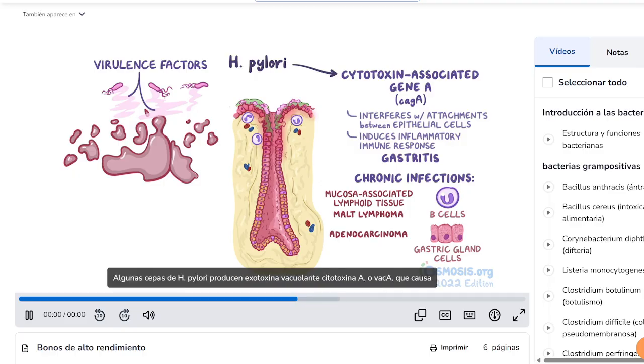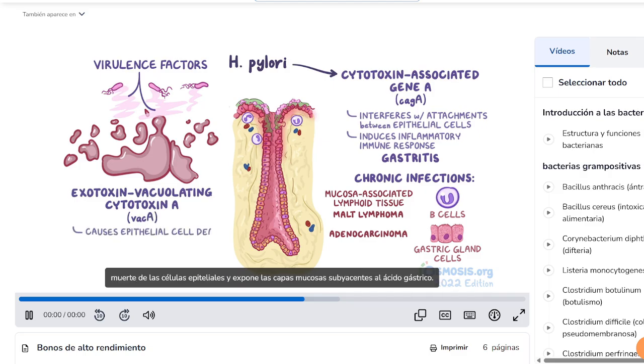Some strains of H. pylori produce exotoxin vacuolating cytotoxin A, or VAC-A, which causes epithelial cell death and exposes the underlying mucosal layers to gastric acid. As more and more cell layers die, deep holes through the mucosa form, called ulcers.